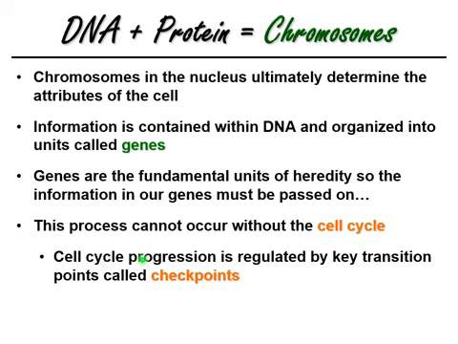And so the cell cycle is basically the progression of the cell through highly regulated processes. Cell cycle progression is regulated by key transition points called, as I just mentioned a moment ago, checkpoints, right? For example, when you're replicating your DNA, you don't want to start it and then just take a break. You've got to get that done. If you start it, you've got to finish it.